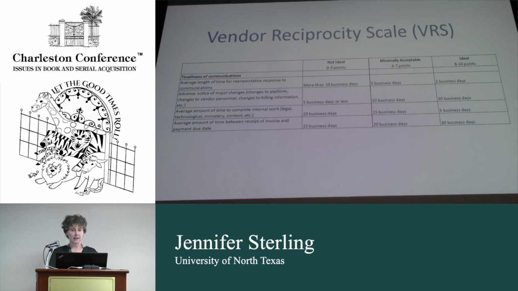So as you can see, we have subcategories for each aspect. And then we also have on the scale, it's set out to not ideal as that low point, and then minimally acceptable in the middle, and then ideal.